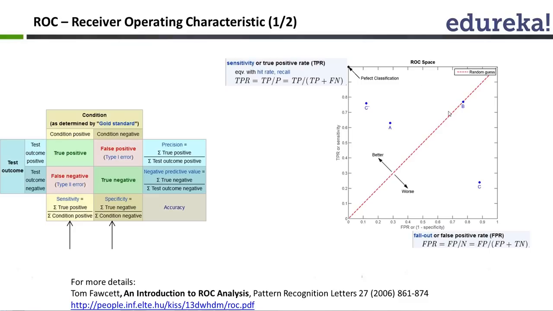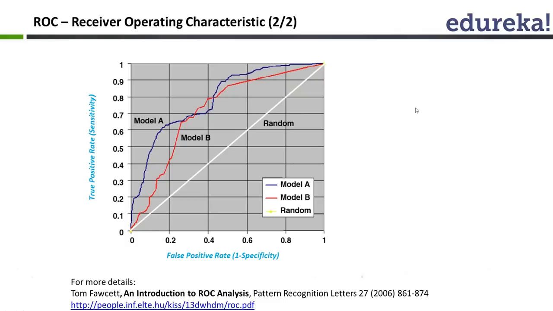Now, there's something called the ROC curve. And that looks like this. Okay? This is again the random, exact same x-axis, y-axis, and I have a random point. Now, for every classification model, I compute this entire curve, the ROC curve. For model A, I compute that, for model B, I compute that.